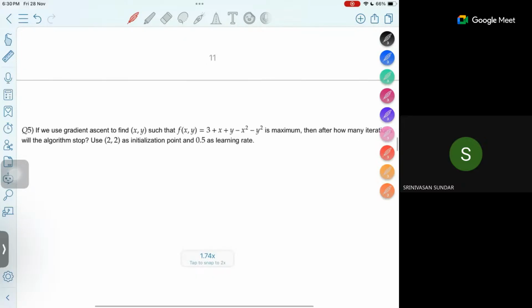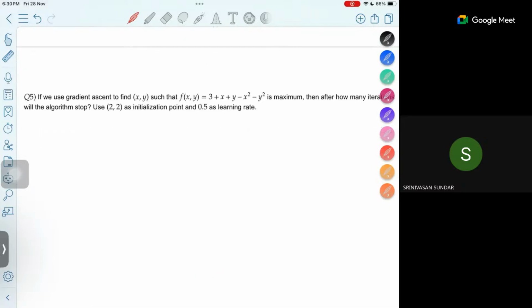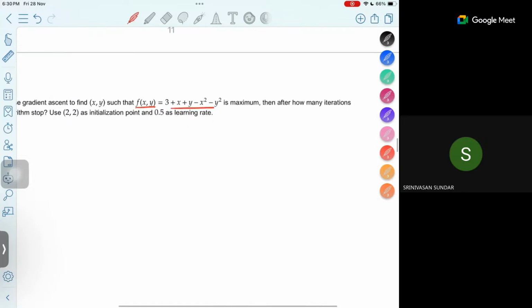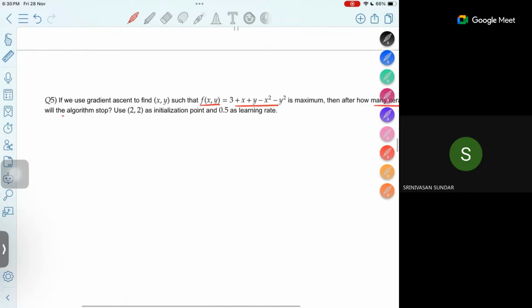Okay, so the next question is, if we use gradient ascent to find x comma y such that f of x comma y is equal to 3 plus x plus y minus x square minus y square is maximum, then after how many iterations will the algorithm stop? Use 2 comma 2 as initialization point and 0.5 as learning rate. One thing here is we are using gradient ascent. Normally we are used to gradient descent, but here we are using gradient ascent.